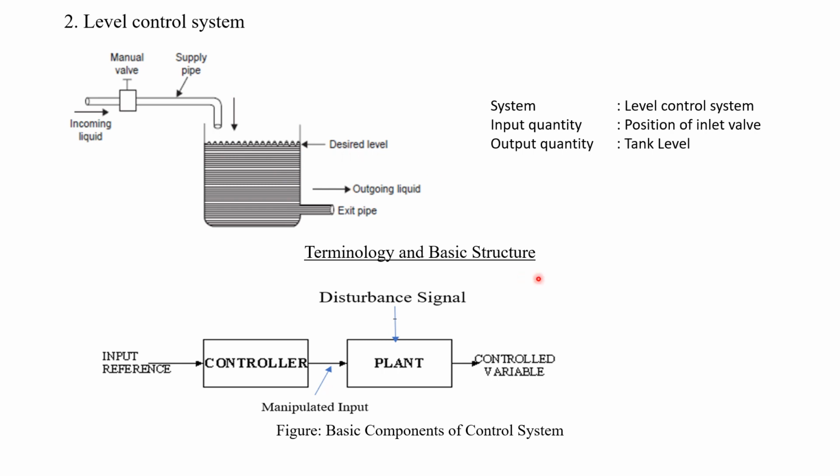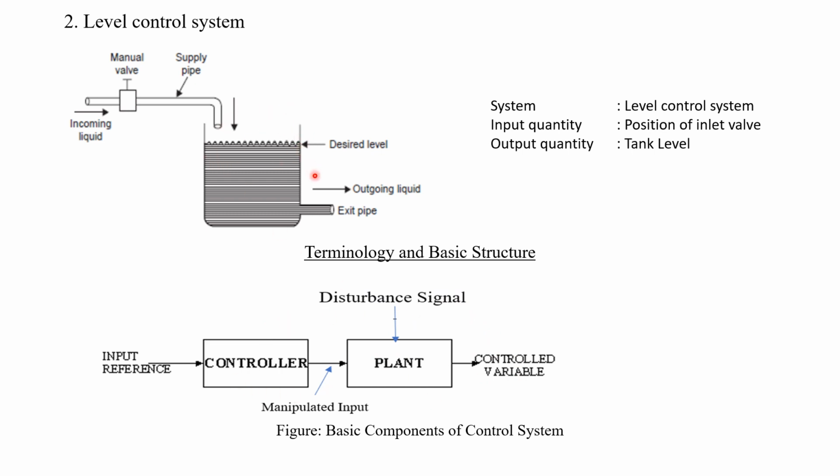Now we are going to see the terminology as well as the basic structure of the control system. Depending upon the type of control system, the number of components used will vary. The basic components used in a control system are the plant and the controller. Along with that, there will be a reference input signal, manipulated input signal, controlled output signal, as well as disturbance signal. I am going to explain each component with the help of this level control system example.